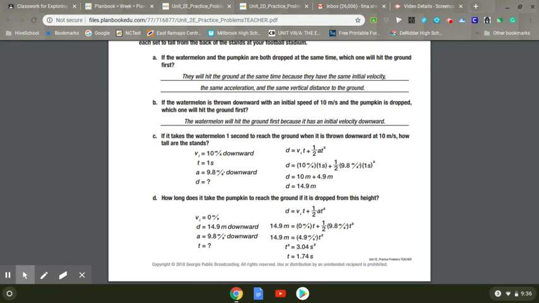So you're going to take distance equals initial velocity times time plus 1/2 acceleration times time squared, and you're going to get the distance to be 14.9 meters. And D, how long does it take the pumpkin to reach the ground if it is dropped from this height? So distance equals the initial velocity times time plus 1/2 acceleration times time squared. So that calculation will give you 1.74 seconds.